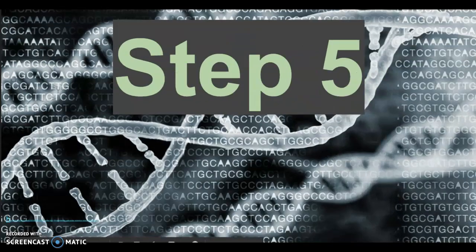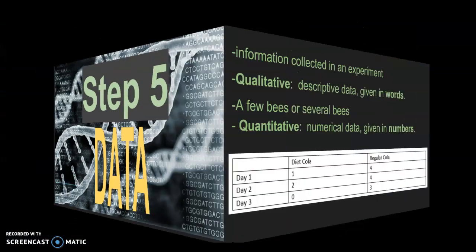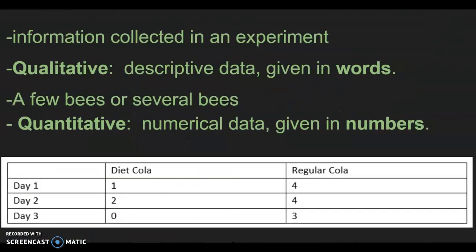Okay, step 5 of your scientific method is your data. So data is information that you collect in the experiment. Now, this information, we've already seen in our very first video we looked at, on observation versus inference. It could be qualitative, so I have to describe it. The only way that I can give you this information is in words. So I could go out and do the experiment with the bees and say, oh, there were a few, or oh, there were several bees.